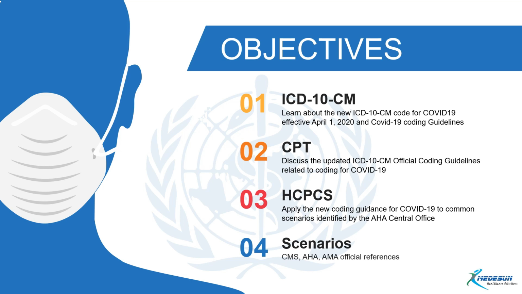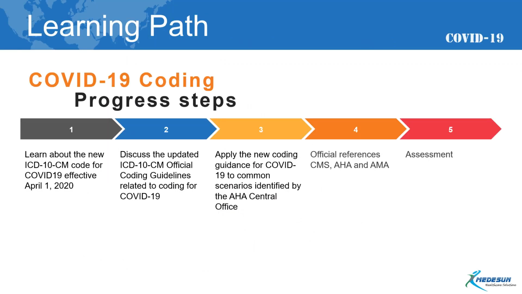Objectives. Now we discuss the ICD-10 coding including the latest updates. The learning path. First, to become a certified COVID-19 coder, you have to know about the ICD-10 coding, then coding guidelines, and then the CPT coding, reference material, and then you should take the assessments.